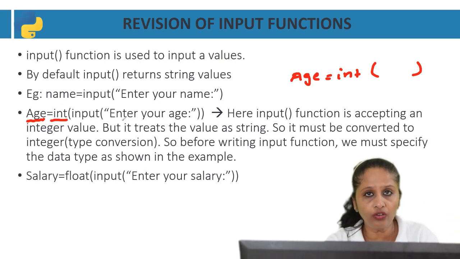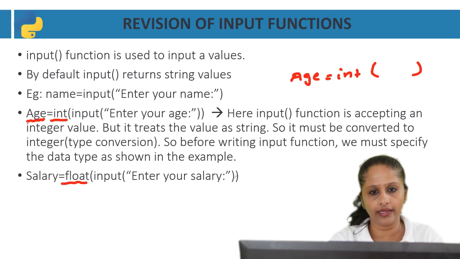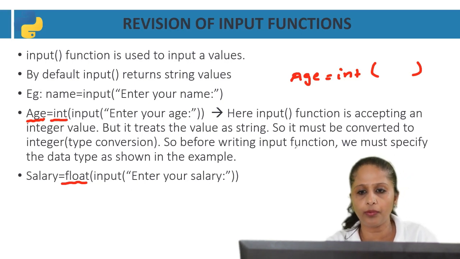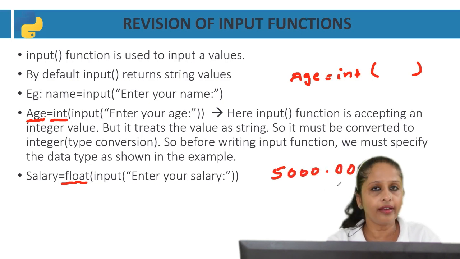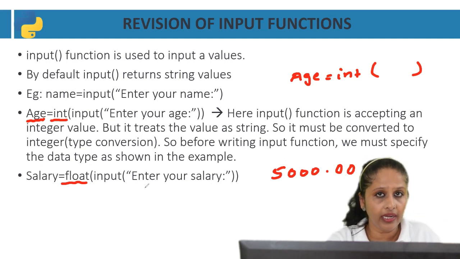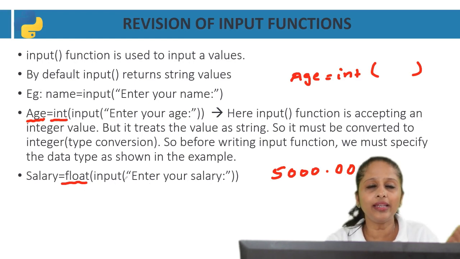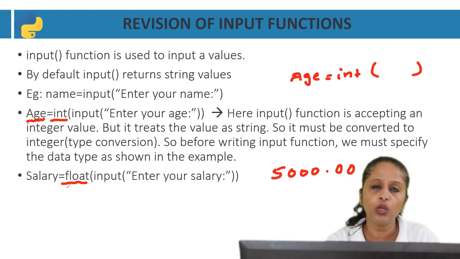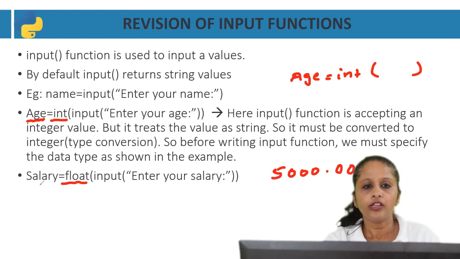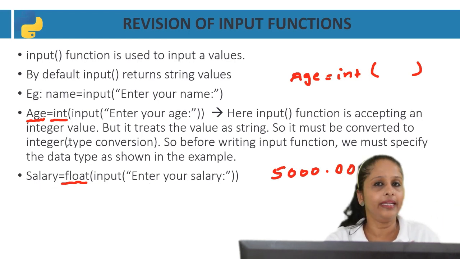So if you have a float value, what you have to do, see in the third example, you can see salary is equal to float, I am writing, then input enter your salary. So suppose you are entering a value like 5000.00. This 5000 will be accepted as a string by the input function, and this float of input will convert that string 5000 to float, and that 5000 will be assigned to the variable salary. So same thing will be there for all other data types.